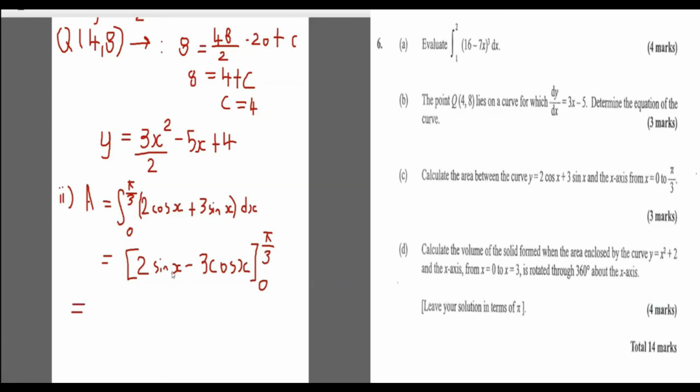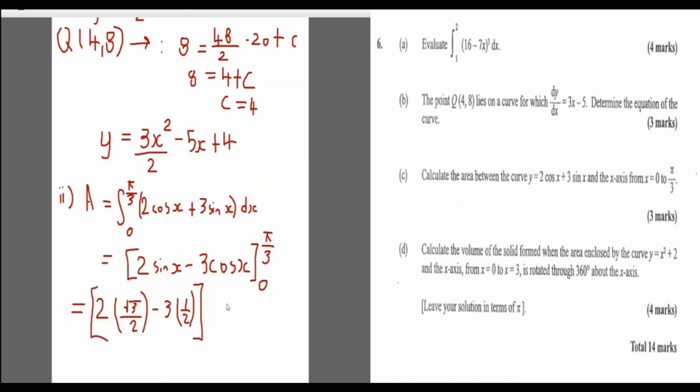Sine pi by 3 is sine of 60. So this is 2 times the sine of 60. And the sine of 60 is root 3 over 2. So it's 2 times root 3 over 2, minus 3 times cos 60. And cos 60 is a half. All right, so that part takes care of the pi by 3 part.